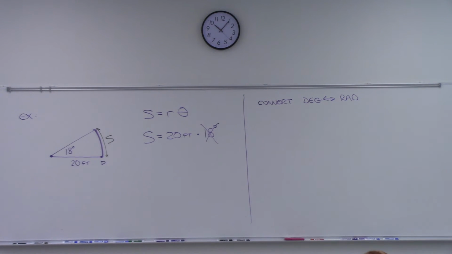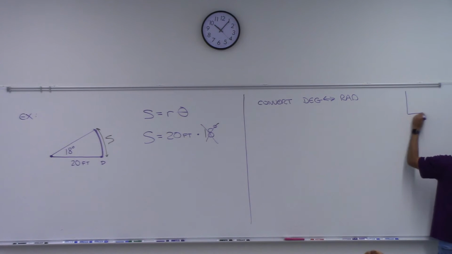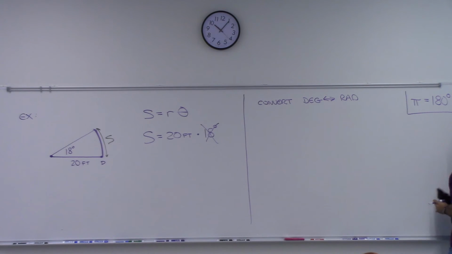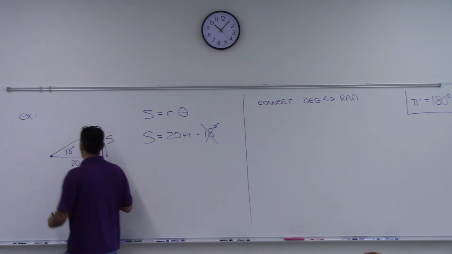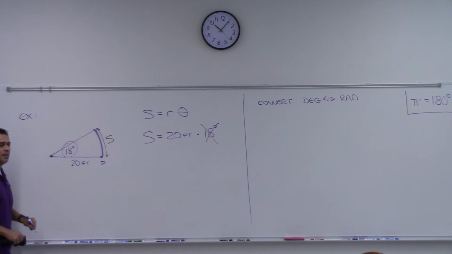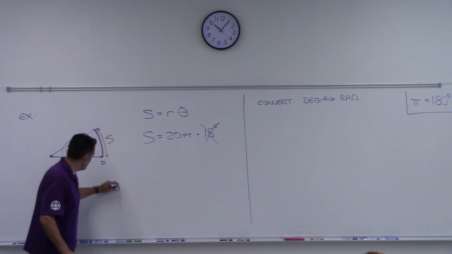Going back to the picture, if we do this rotation, that's 180 degrees, right? But that's equal to how many radians? Pi. That's our conversion factor, always. We know that pi is equal to 180 degrees. So when I'm over here in this problem, and I have 18 degrees, and I need to get it to radians first, all I'm going to do is write down 18 degrees, and I'm going to multiply it by something, right?